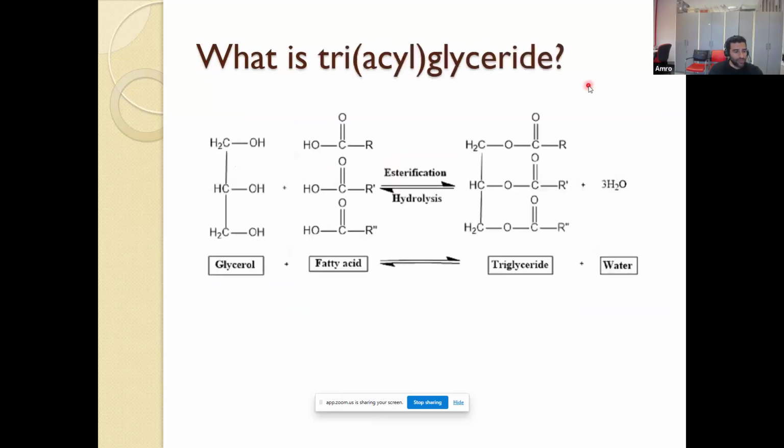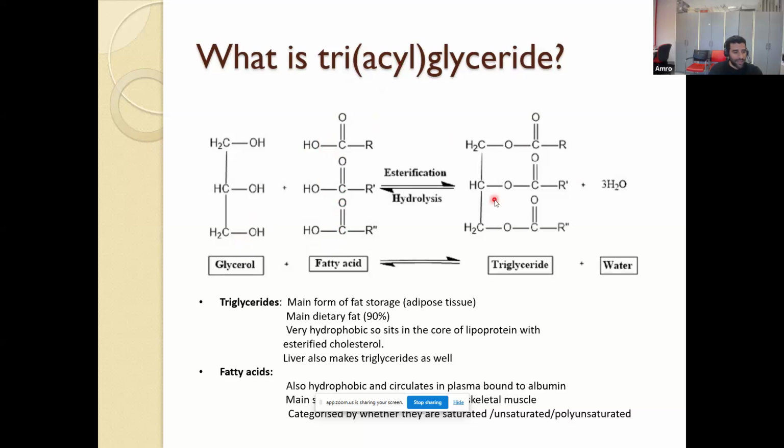What are triglycerides? Triglycerides, in essence, are made up of a glycerol backbone, which is a sugar, plus three fatty acids, normally long chain or very long chain fatty acids. You stick three long chain fatty acids to a glycerol, that's why they're triacyl, and then you get triglyceride. Triglyceride is the main form of fat storage. It's found in adipose tissue, also in muscle, but mainly adipose tissue. And it's the main dietary fat.